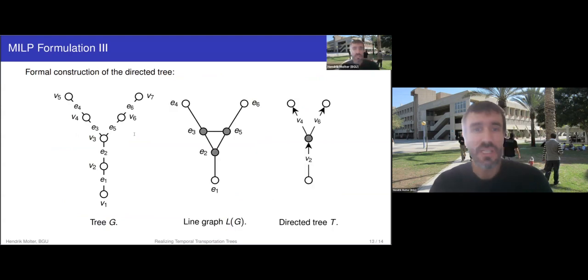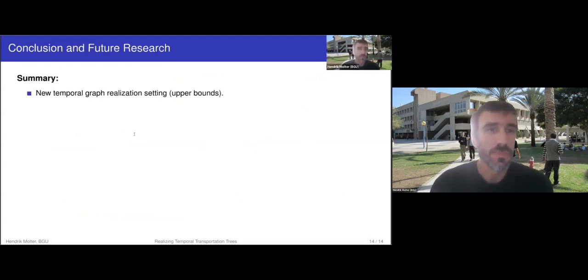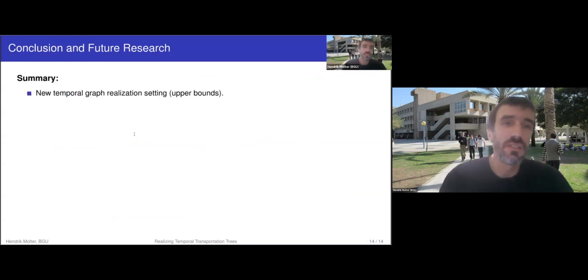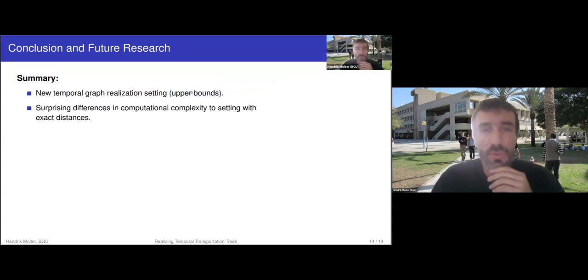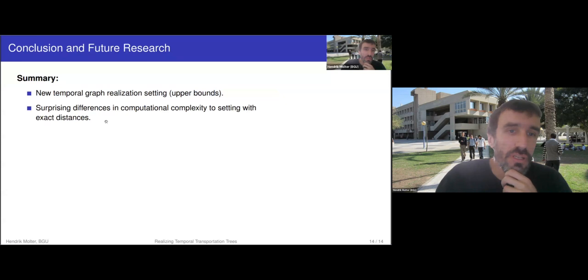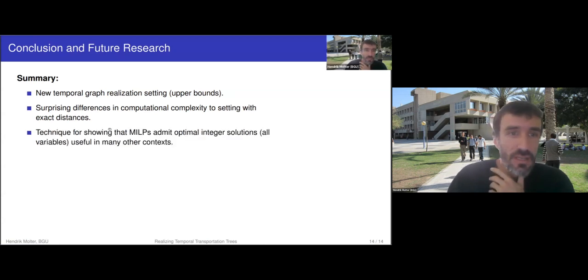So to wrap this up, what we did in this work is we looked at the new temporal graph realization settings. The big difference here is that we require that some upper bounds are obeyed, and we observed some surprising differences in the computational complexity compared to the setting with the exact distances.